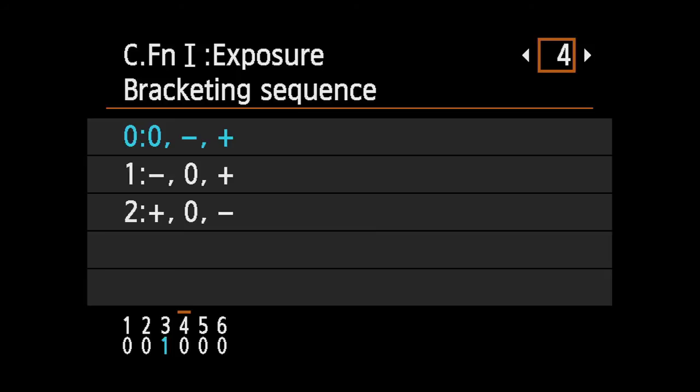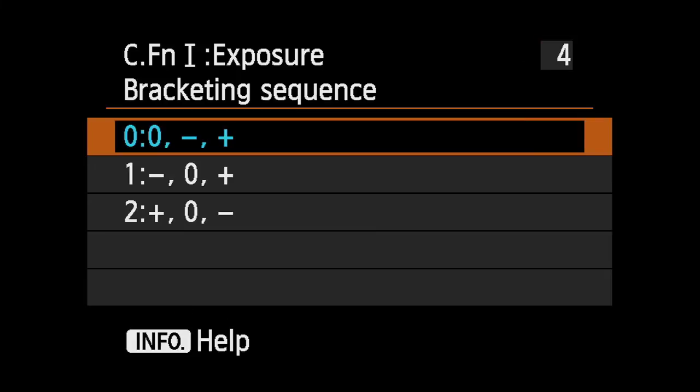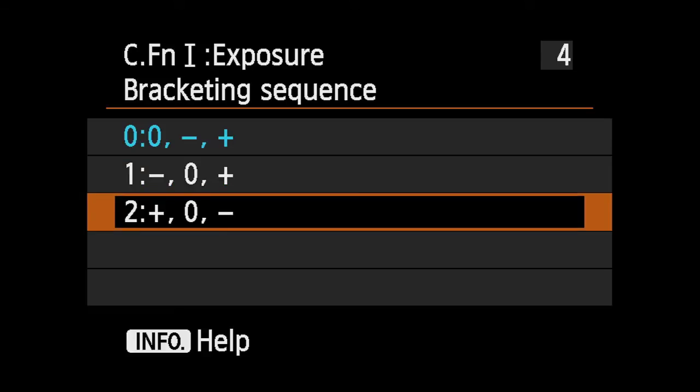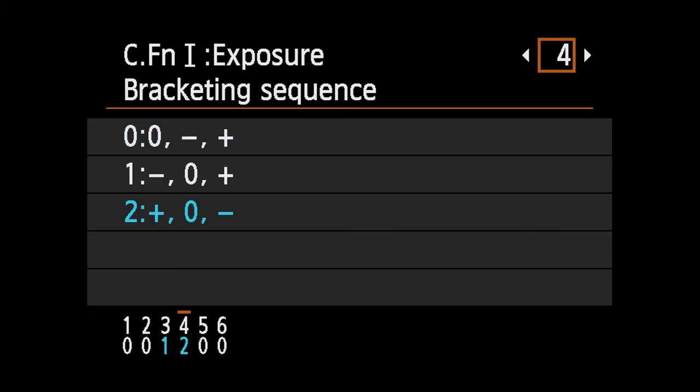Custom Function 1.4, Bracketing Sequence. The default setting is the correct exposure first, followed by underexposed, and then overexposed. But you can opt to start with the underexposed shot first by setting Option 1, or start with the overexposed shot first by setting Option 2.